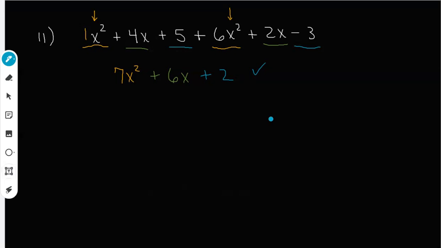So if something ends in the same way, you know that they're going to be like terms. And if you're adding or subtracting, that means that you can put those together. And that is combining like terms.